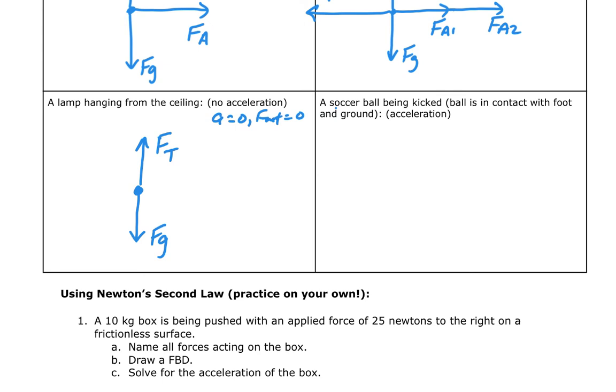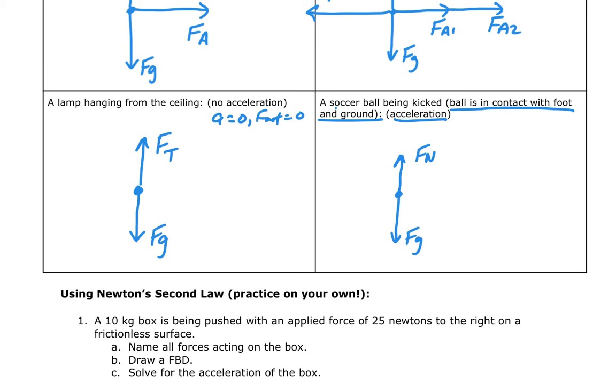We've got a soccer ball being kicked. The ball is in contact with the foot and the ground, and there's some acceleration. So let's take a look. Here's our soccer ball. And we know there must be a force of gravity acting down. There must be a normal force going up as well. And I'm going to assume that the ball is only accelerating in the left-right direction.